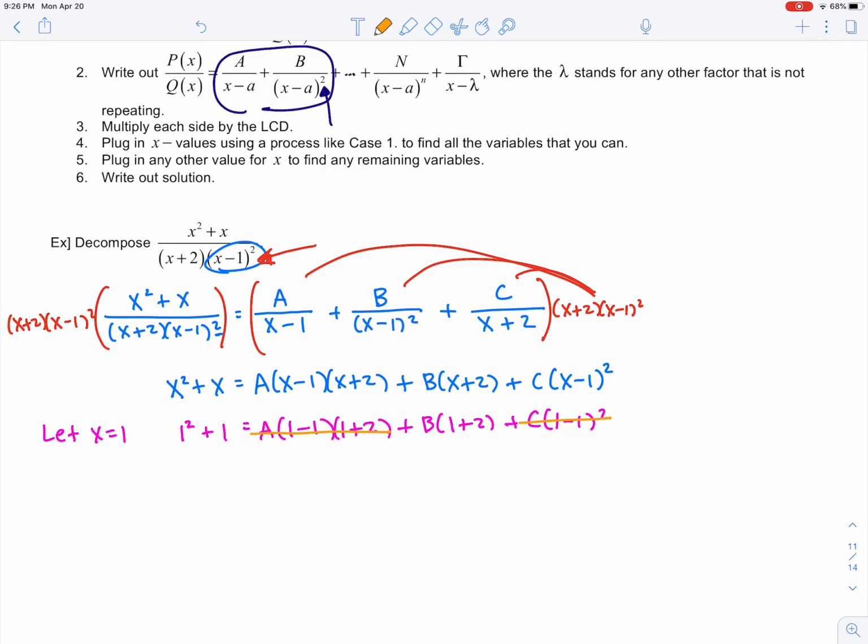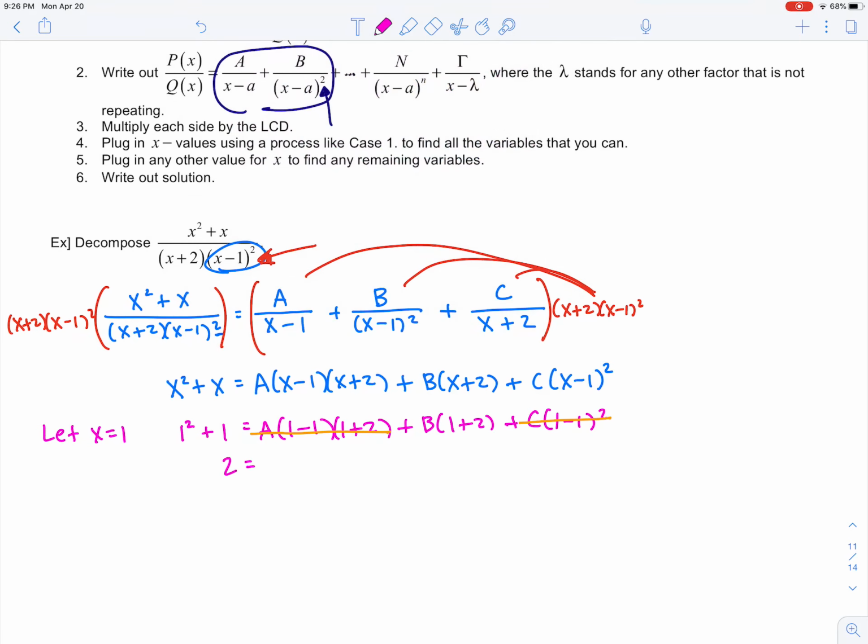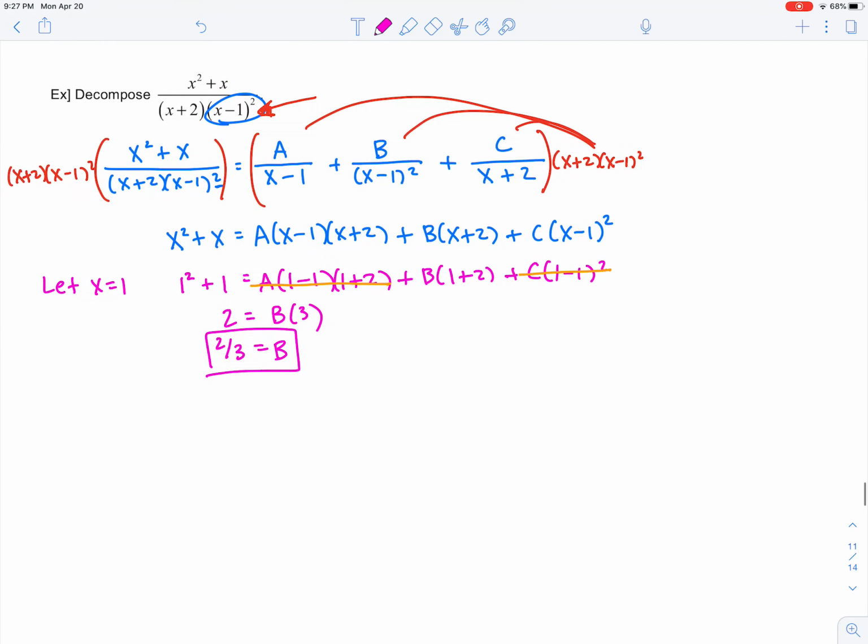So this will be 0 and this will be 0. That was the whole point of choosing x equal to 1. So we have 2 equals b times 3. Divide both sides by 3. b is 2/3. So we have our value for b.